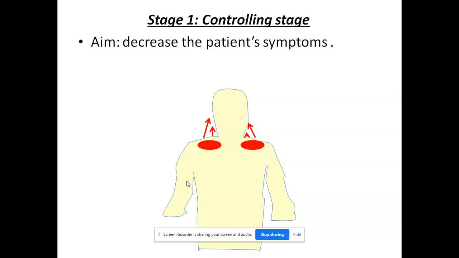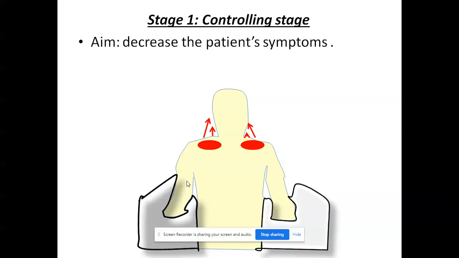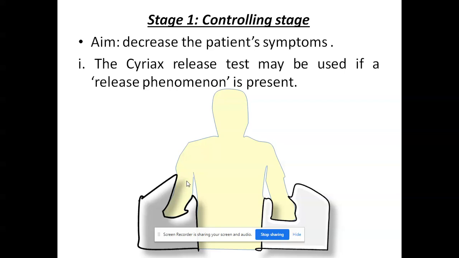Imagine the same thing is repeated in the presence of a pillow underneath the elbow. Roller towel or pillows are placed beneath both elbows so that there is no activity of the muscle. Thus, there is no compression of the thoracic outlet. Thus, there is no symptom. This is known as Cyriax's release test, which may be done if release phenomenon is present.